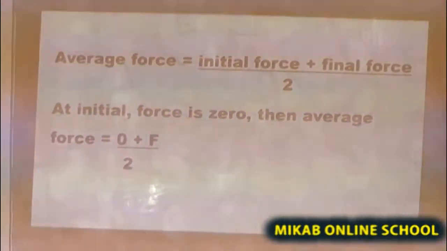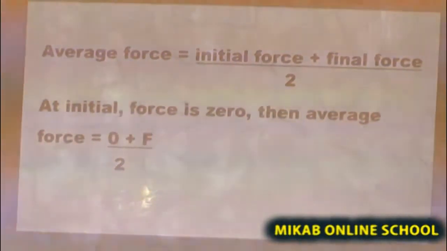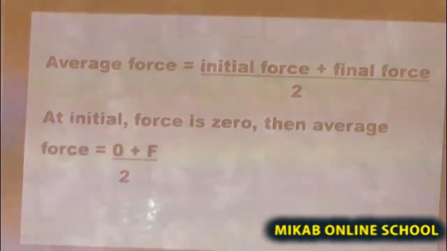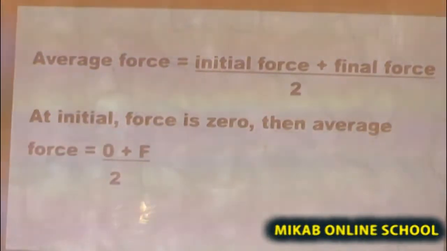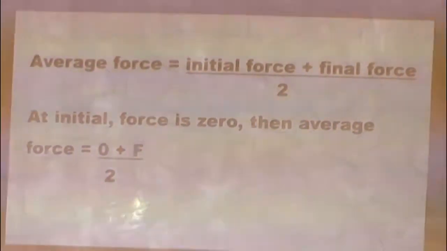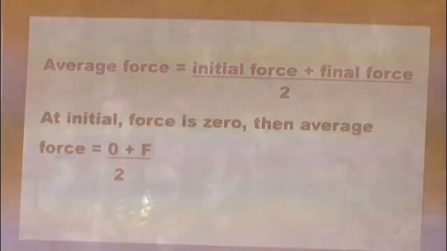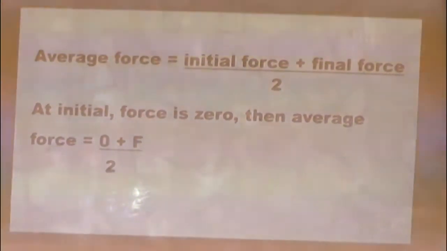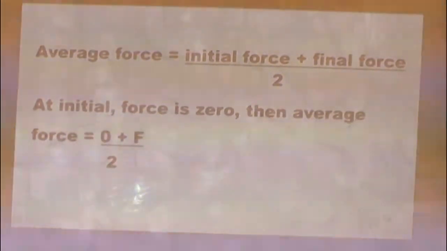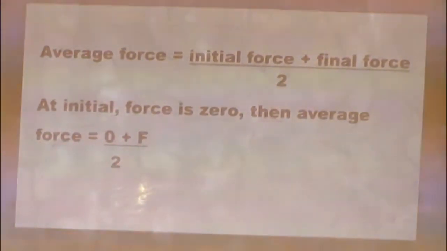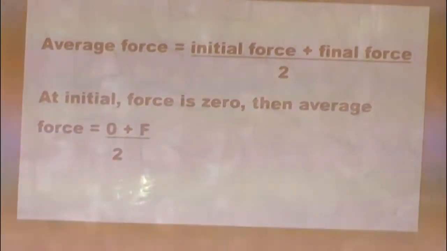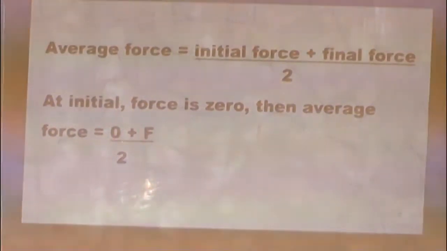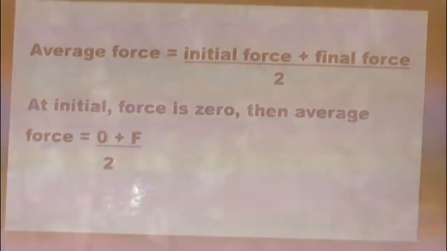Then, after getting that, we say work done equals what? Average force multiplied by extension. What is average force? Average force is equal to initial force plus final force, divided by 2. Then at the initial stage, force is always equal to what? 0. And when the initial force is 0, our average force now becomes 0 plus F divided by 2.